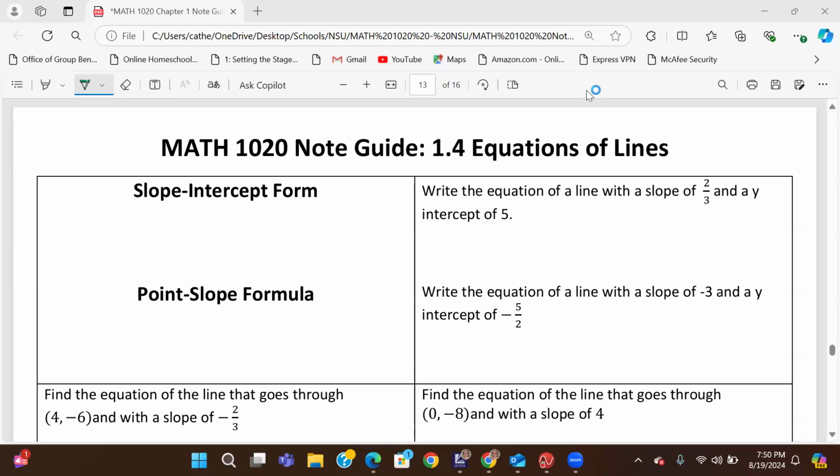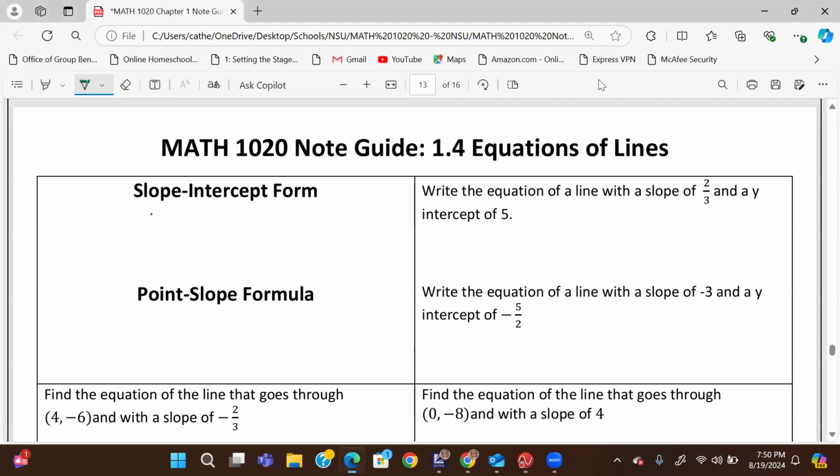This is section 1.4, equations of lines. So we do have a couple of forms here we're going to look at. The first one we kind of went over, it's slope-intercept form, where m is your slope. So whatever's in front of x is your slope. And b is your y-intercept.